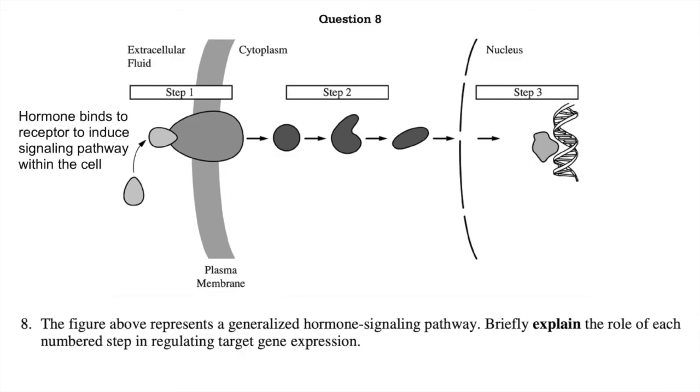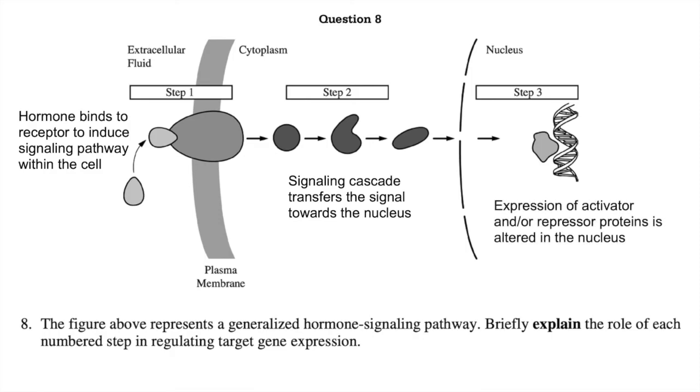Then in step 2, we can see these arrows going to many different molecules. It's like a chain, going all the way to the nucleus, and this is where the signal is passed down. It's called a signaling cascade. And so this signal is going to be passed down between all these different molecules, and it might be amplified throughout the cell as well. It's going to go all the way down to the nucleus, where it's going to alter the expression of what seems to be either an activator or a repressor protein. It doesn't matter which for this question. And this is going to affect the gene expression in the nucleus.